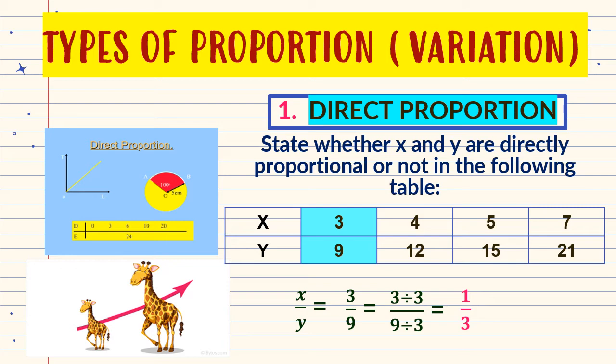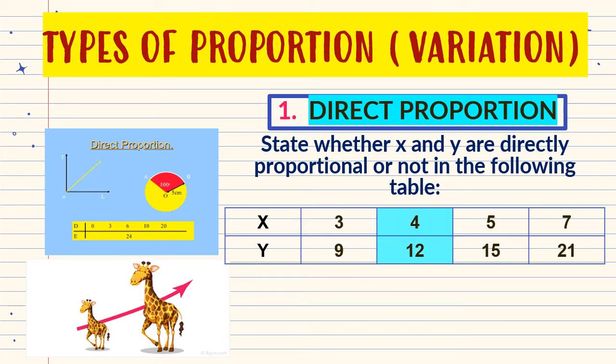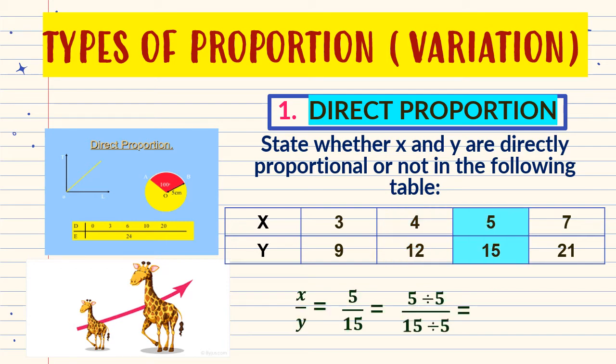So 1/3. Then we will check if they have the same lowest term on the second column, 4 over 12. 4 divided by 4 is 1, 12 divided by 4 is 3. Next is 5 over 15. 5 divided by 5 is 1, and 15 divided by 5 is 3.